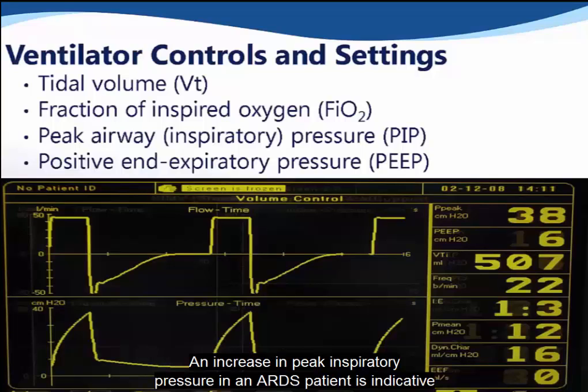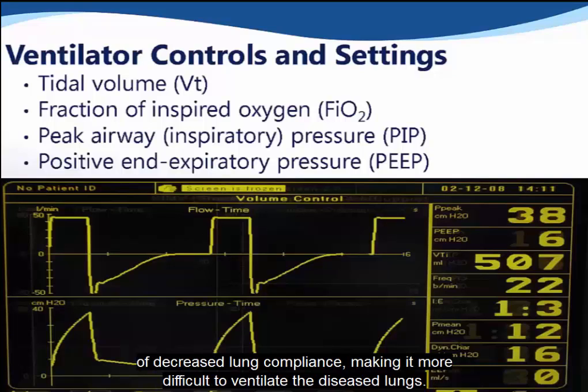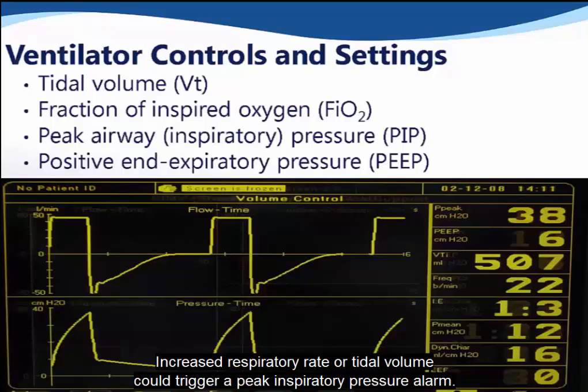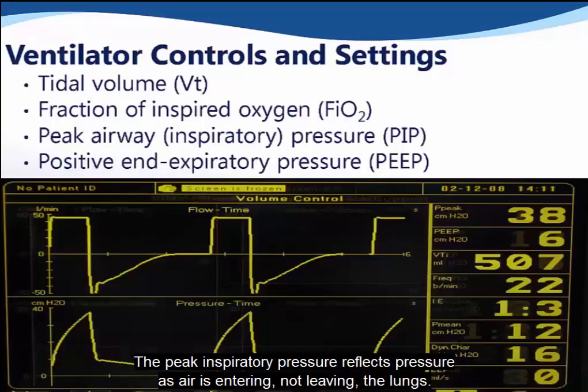An increase in peak inspiratory pressure in an ARDS patient is indicative of decreased lung compliance, making it more difficult to ventilate the diseased lungs. Increased respiratory rate or tidal volume could trigger a peak inspiratory pressure alarm. The peak inspiratory pressure reflects pressure as air is entering, not leaving, the lungs.